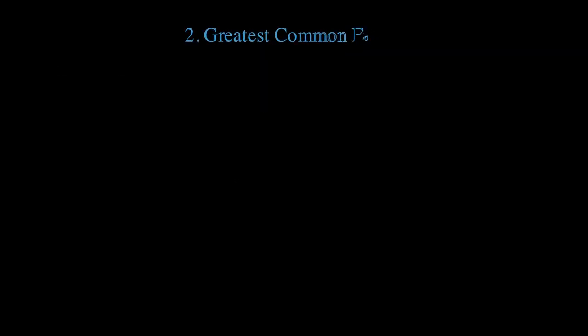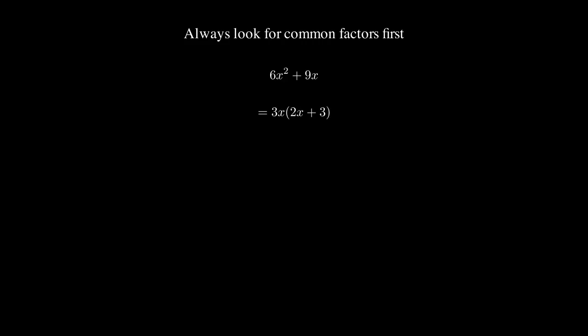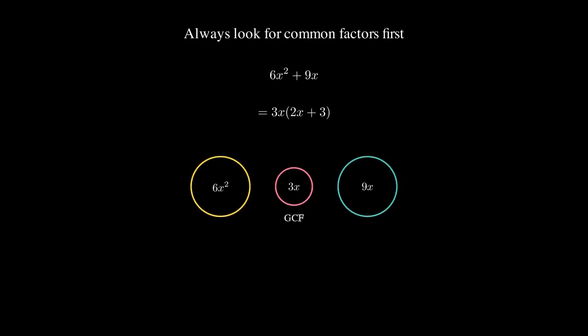The first technique is finding the greatest common factor, or GCF. Always start by looking for common factors in all terms. Consider the expression 6x squared plus 9x. Both terms share a factor of 3x, giving us 3x times the quantity 2x plus 3. The greatest common factor 3x is what both terms share in common.